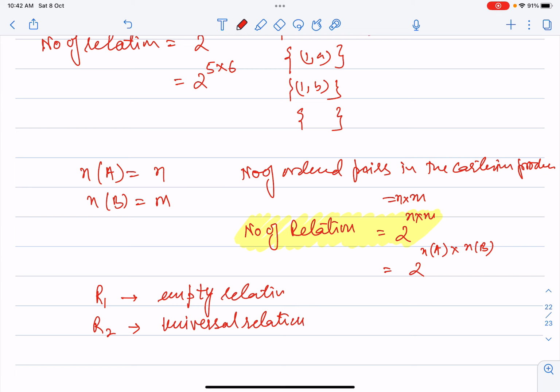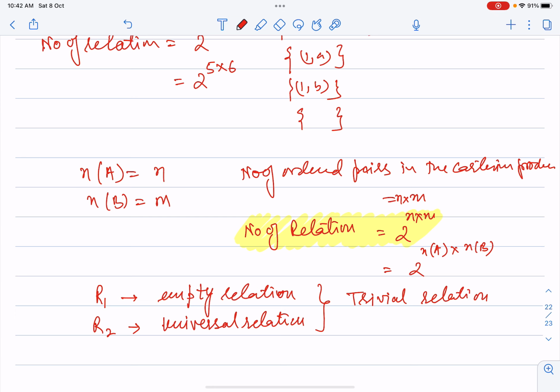Universal relation, and the relation which does not have any elements, is called the empty relation. These two types of relations are named trivial relations.